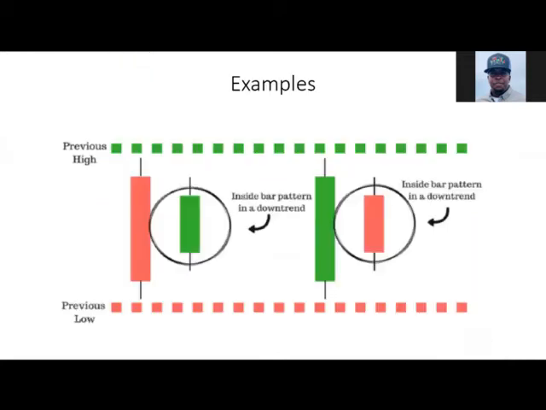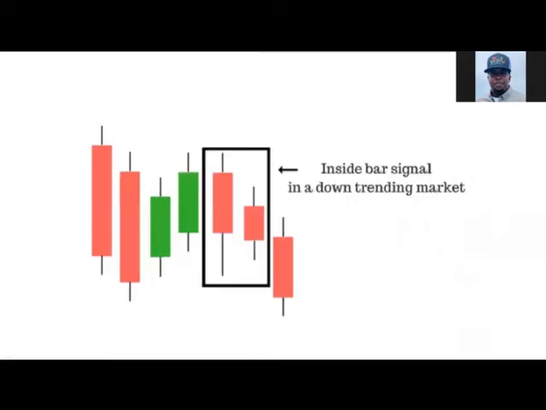Here's your example. You have your resistance and you have your support. Here is your inside bar pattern. Again, you have your support and resistance. Here's your inside bar pattern. Let's take a look. We have resistance up top and support in the bottom. Here is going to be your inside bar pattern.